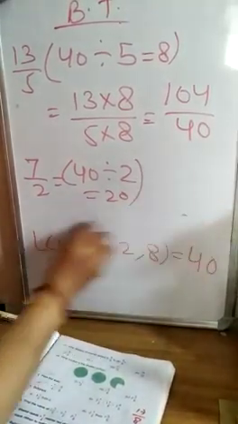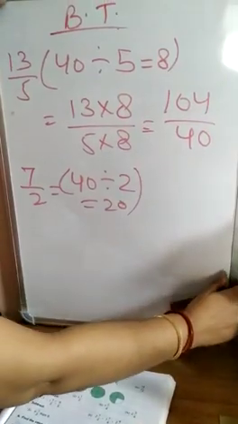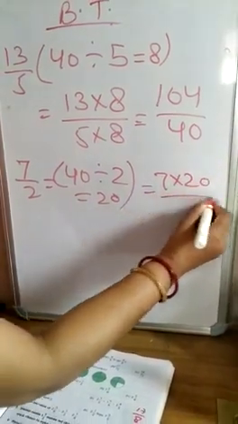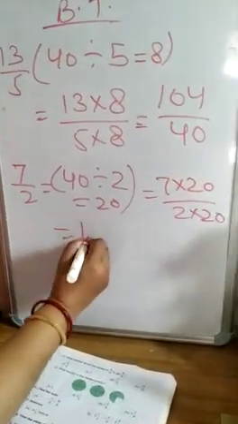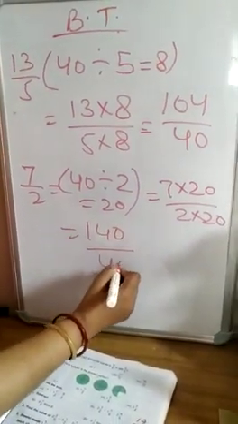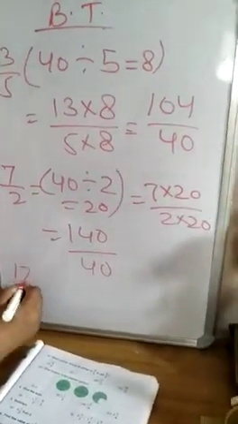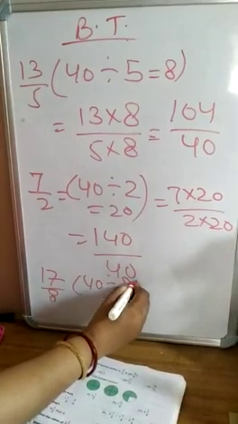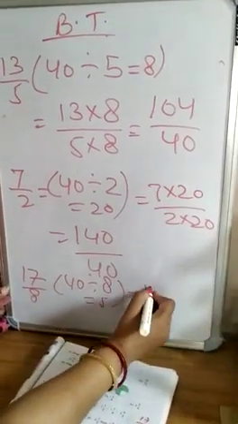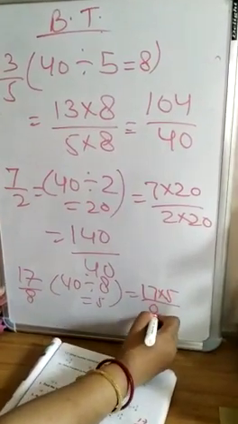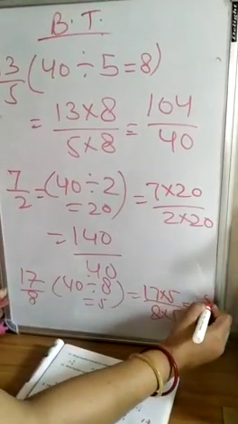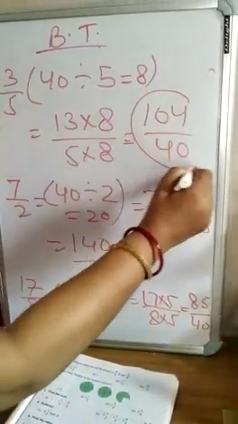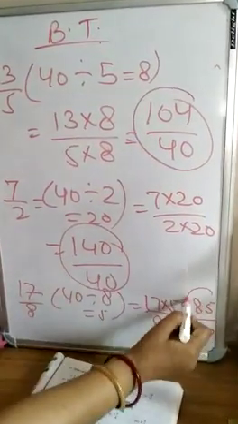Now all of you see what we will do. 7 will be multiplied with 20 and 2 will be multiplied with 20, that is 140 by 40. Come to the third fraction, 17 by 8. Here LCM 40 divided by 8 is equal to 5. Now multiply 17 with 5 and 8 with 5. 5 7s are 35, 5 1s are 5, plus 3, 8, 85 by 40. So here we get three fractions: 104 by 40, 140 by 40, 85 by 40.